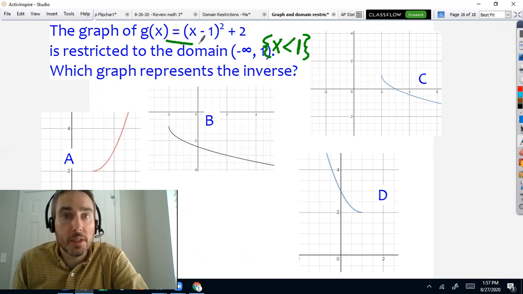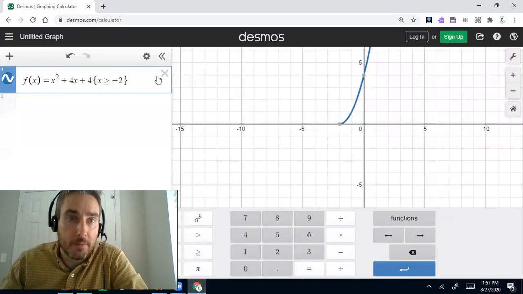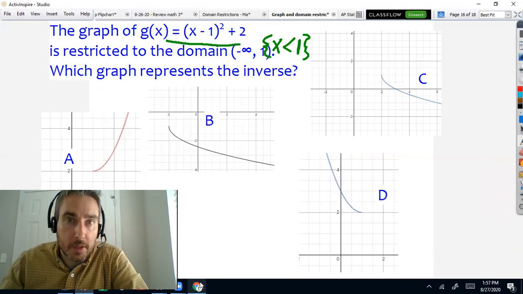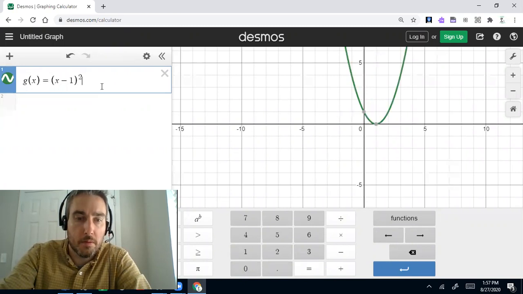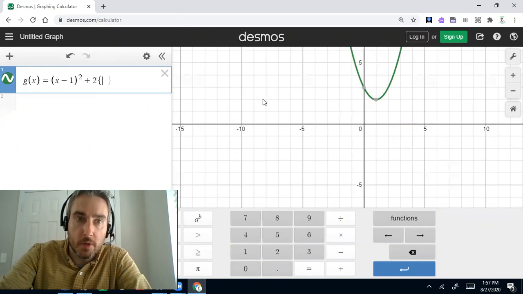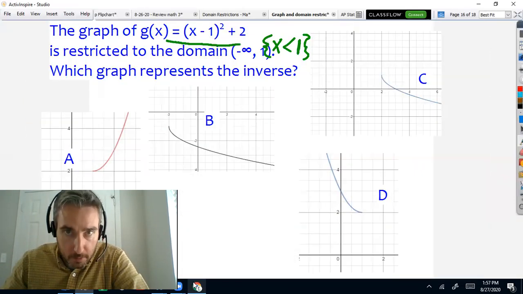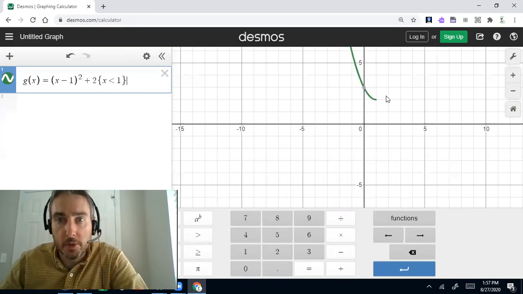So we can actually put this into Desmos too. So open up Desmos, take a minute, pause the video, type that in, and even put the squiggly brackets x is less than 1, and I can show you what to do with that. (x - 1)^2 + 2. Now you'll notice that if I don't do the squiggly brackets, it won't be 1 to 1. But if I say x is less than 1, you'll see an invertible graph.